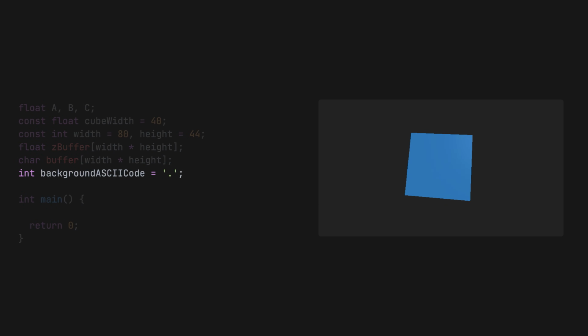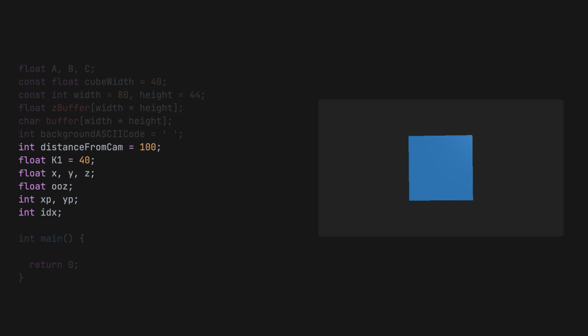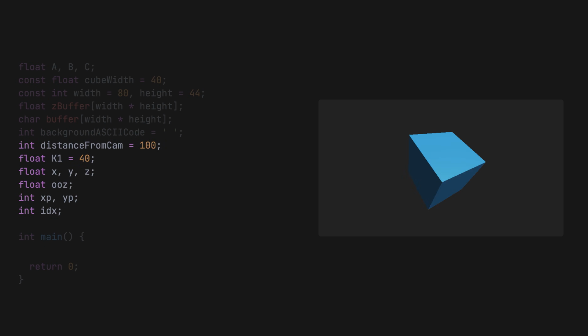Background ASCII code is the character printed for the background. For a better visual, I prefer using the empty space character. And we have a bunch of other variables. I will explain them as we proceed. Let's begin coding our main function.